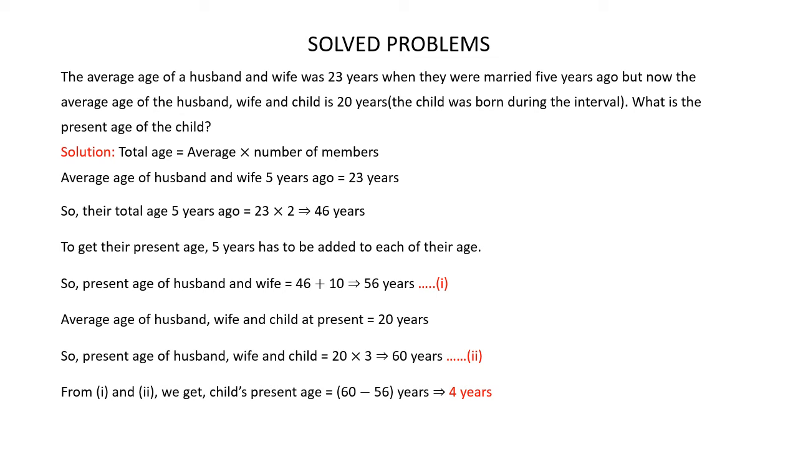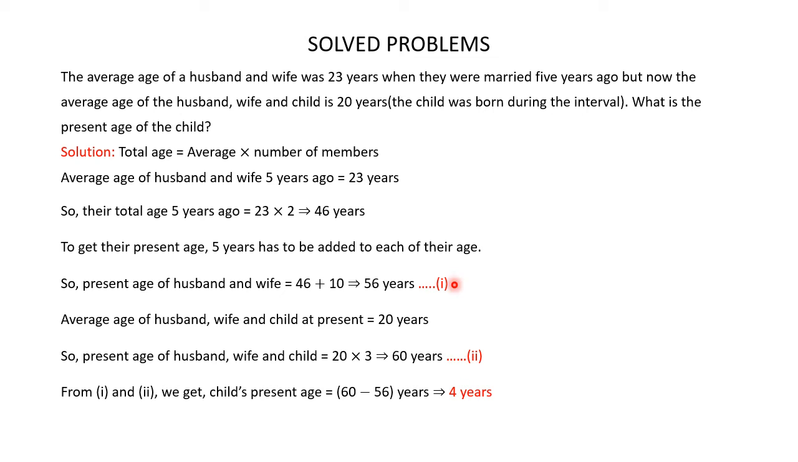Now it's given that the average age of husband, wife and child at present is 20 years. So the present age of the husband, wife and child is equal to the average age multiplied by the number of members, which is 3 here. So 20 multiplied by 3 is 60 years. So the present age of husband, wife and child is 60 years. This is the second equation.